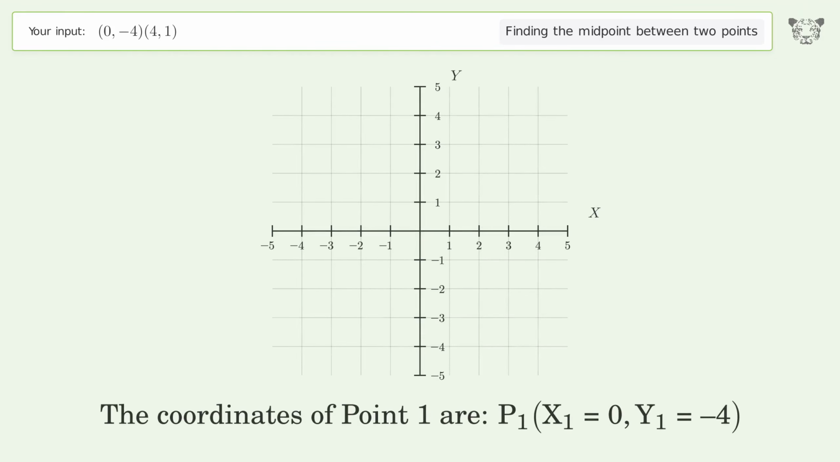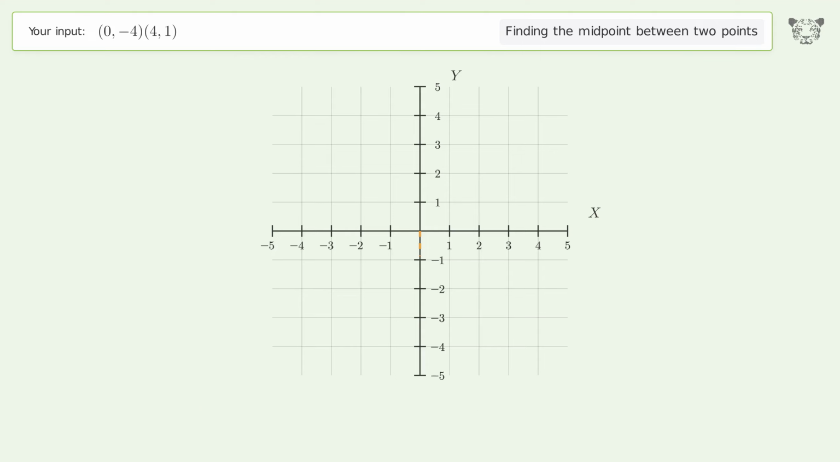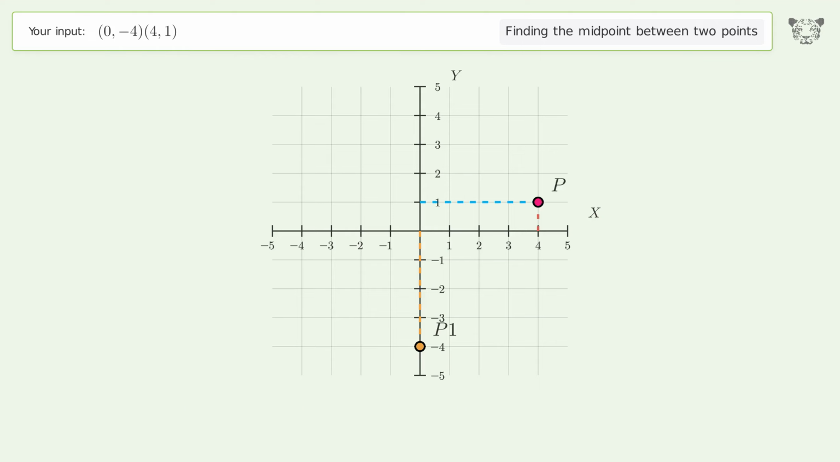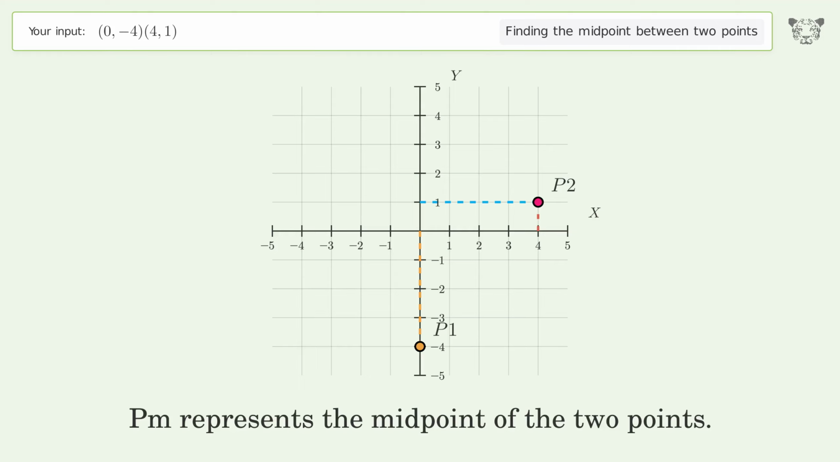The coordinates of point 1 are, x1 equals 0, y1 equals -4. The coordinates of point 2 are, x2 equals 4, y2 equals 1. PM represents the midpoint of the 2 points.